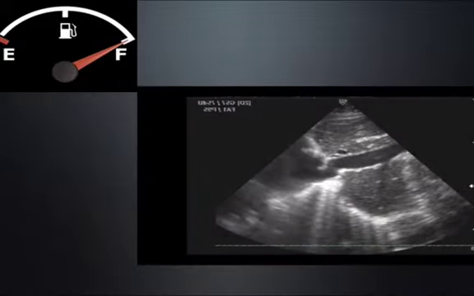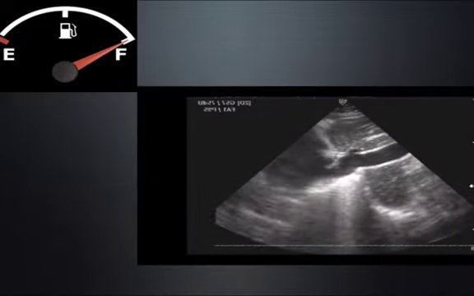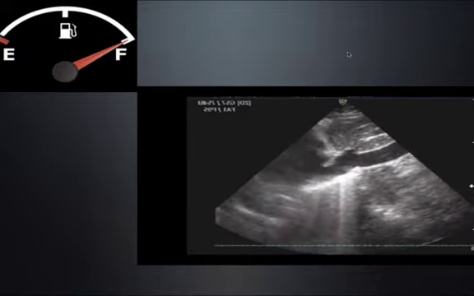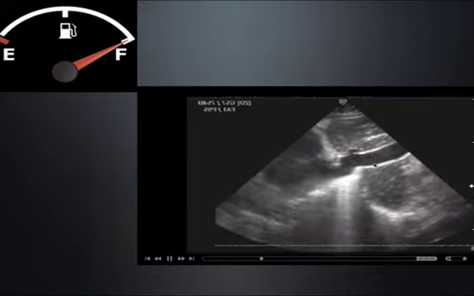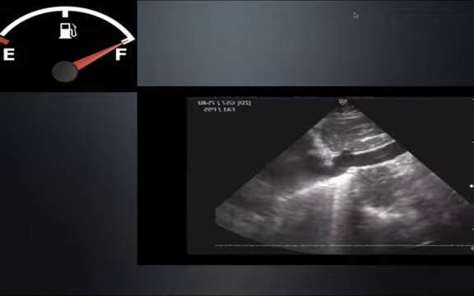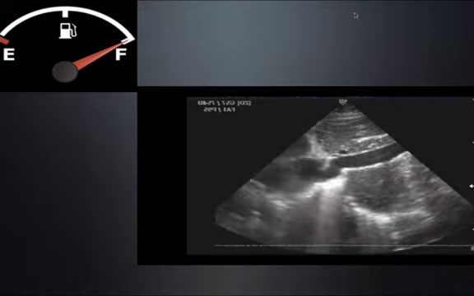So let's talk about a full tank. All right, here's an example. You can see here we have a nice wide IVC, and we can see that when the subject takes a breath in, there's really no variability in the diameter. This would be effectively a 0% collapse IVC.